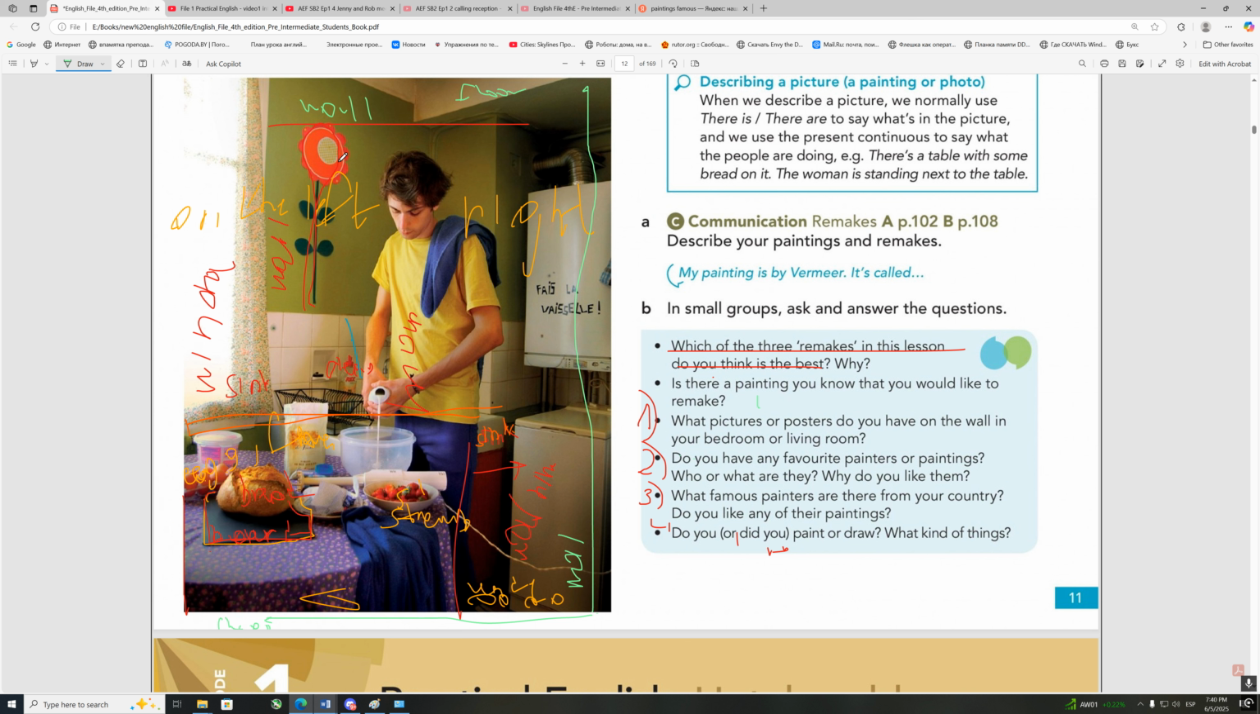Then, are there any reasons that explain why you like them? Why do you like maybe the Mona Lisa? You don't have any specific reason to like it. You don't like, but you don't hate. Okay, you have a neutral position.